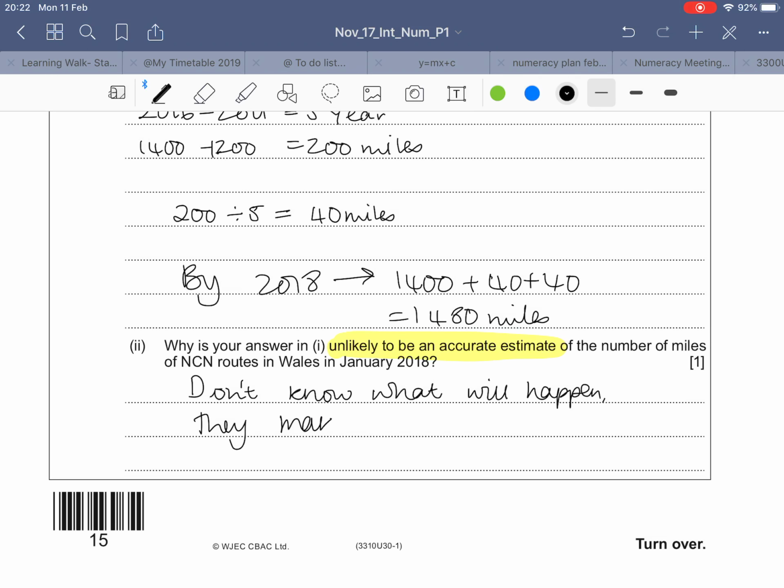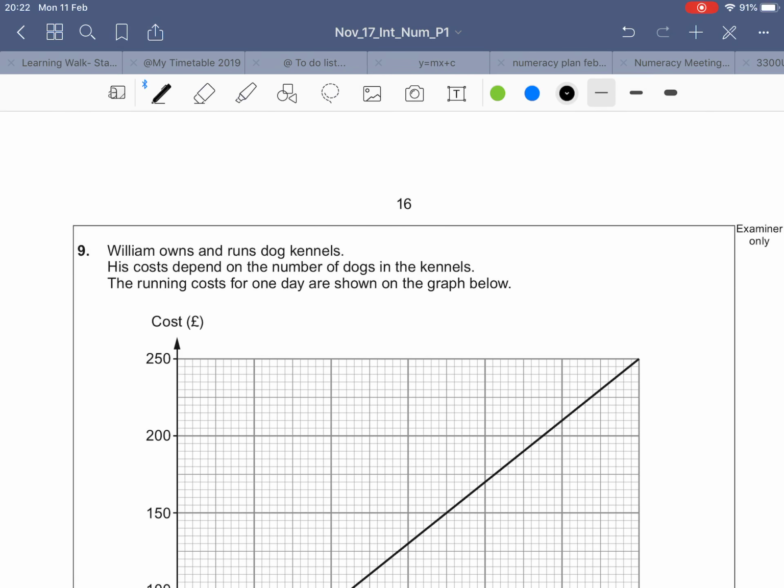They may run out of money. We can't tell. Okay, so any logical explanation will give you that extra mark. This is an E1 mark, so for explanation, for being able to come up with a logical reason.